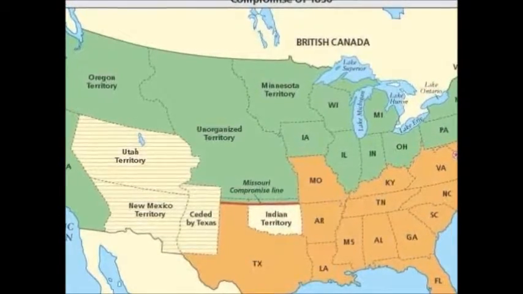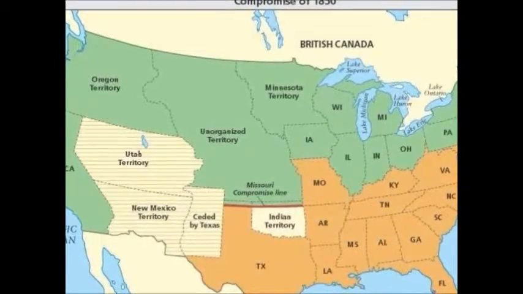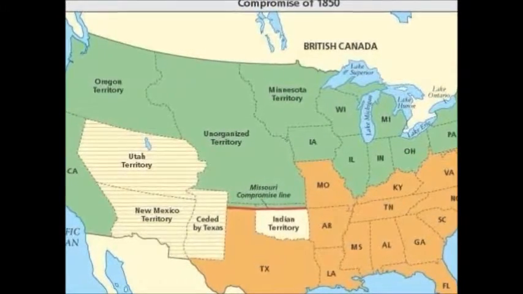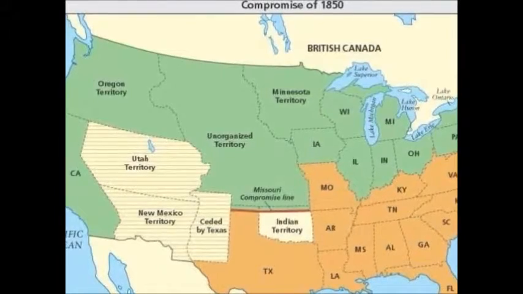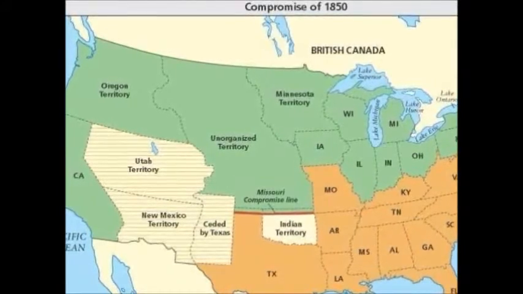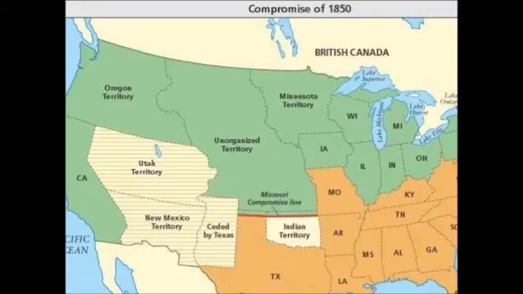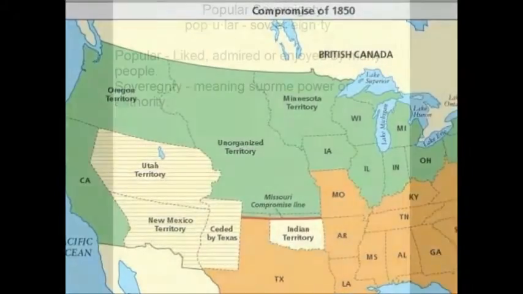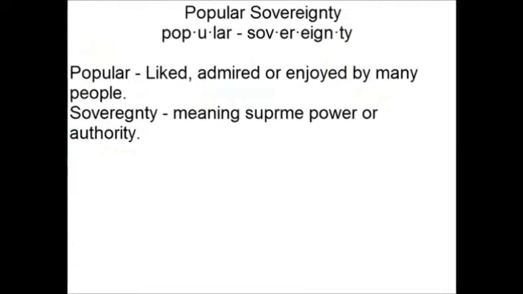This was called the Compromise of 1850. It allowed for California to come in as a free state without being cut in half. And New Mexico and Arizona, well, they'd be able to decide on their own if they wanted to be slave or free. This was called popular sovereignty. The definition of popular sovereignty in this context means that the people would vote and decide whether they wanted to be a slave or a free state. Popular meaning liked and admired or enjoyed by many people, and sovereignty meaning supreme power or authority.